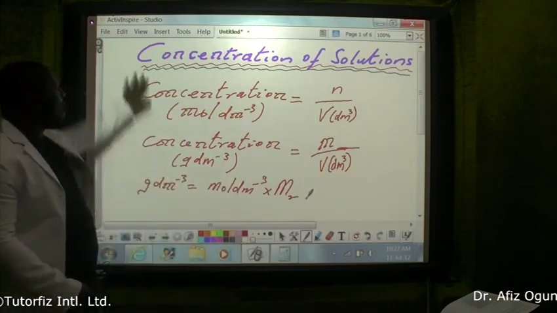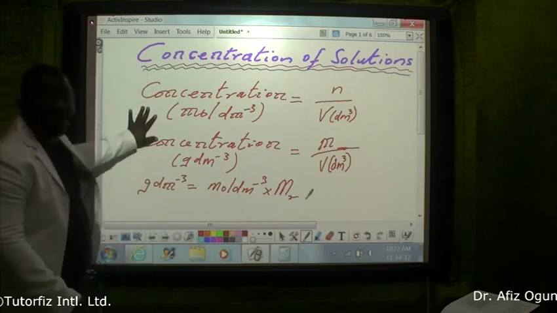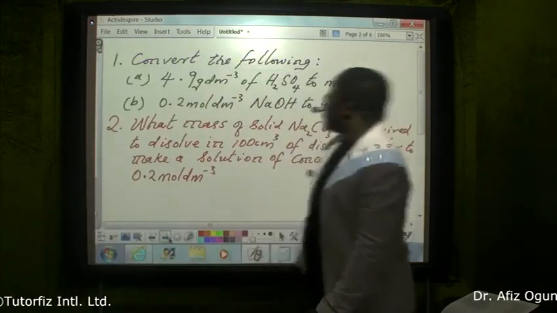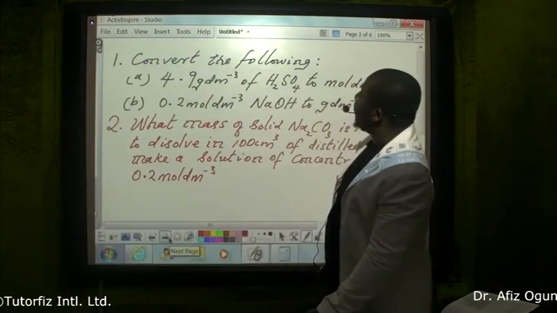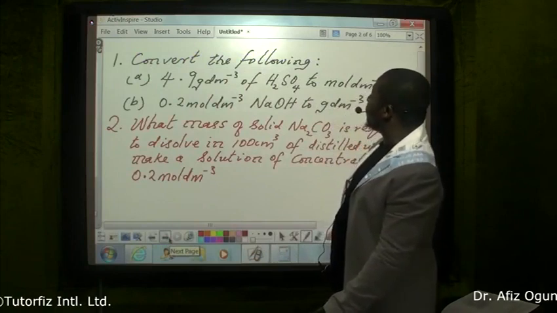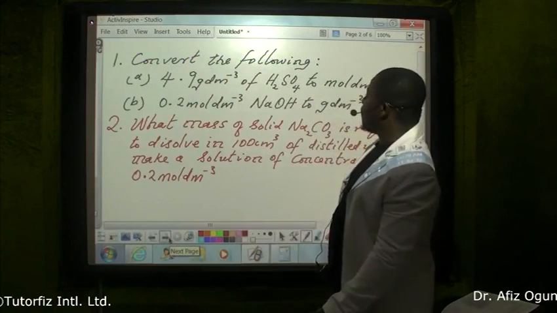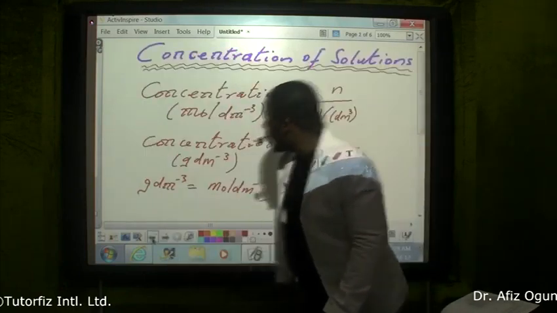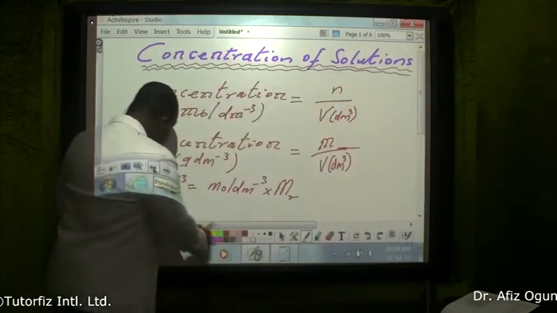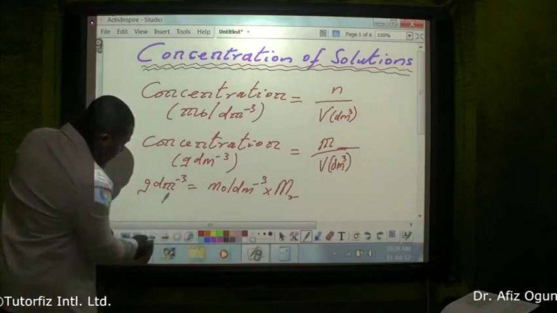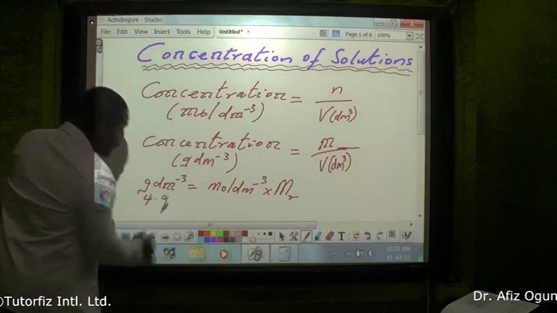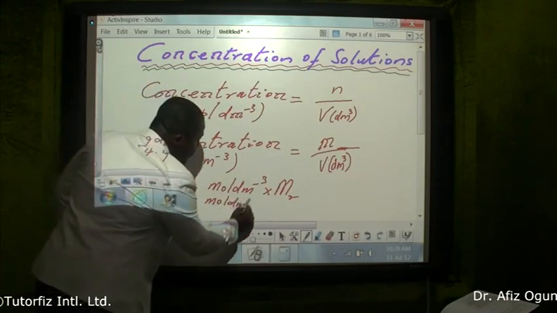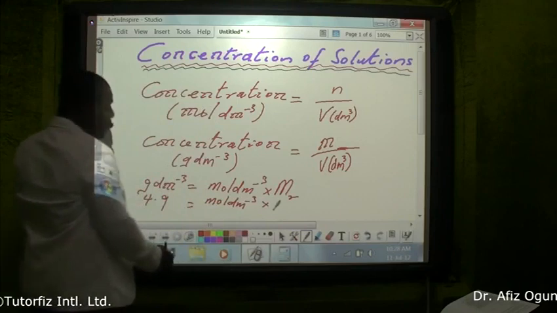Now, before I give you any calculation on this, of course, I already have some calculations ready for you. Let me look at my page 1. Number 1 question says, convert 4.9 grams per dm cube of H2SO4 to mole per dm cube. This is easy. I have 4.9 grams per dm cube equals, I don't know this, mole per dm cube, multiplied by the molar mass of H2SO4.